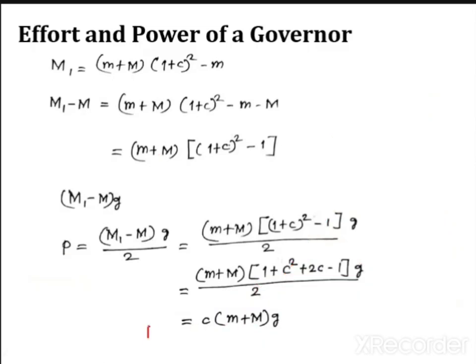Is it clear? So what is the final formula? So guys, what I mean to say is that if you want to calculate the effort of the governor, what is effort? Now I will say again, effort is nothing but the mean force or a downward force which is acting on the sleeve, which resists the sleeve in rising upwards. It will resist the sleeve in rising upwards and that is called P, which is c into (m plus M) divided by g.